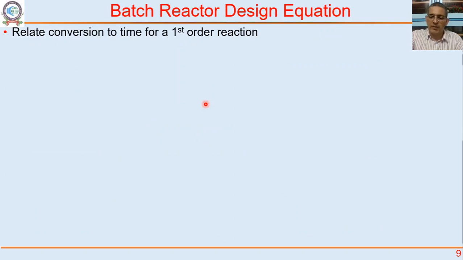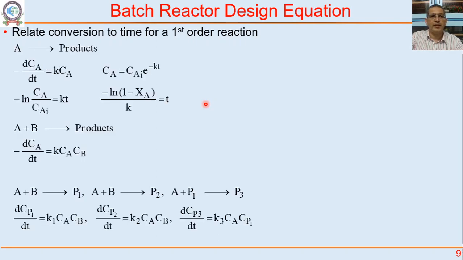Okay, so here is what I want you to do. Recollect from your undergraduate chemical reaction engineering course. Pause the video, do this for yourself. Relate conversion to time for a first order reaction in a batch reactor. Right. Pause and solve. Here is what you would have got.